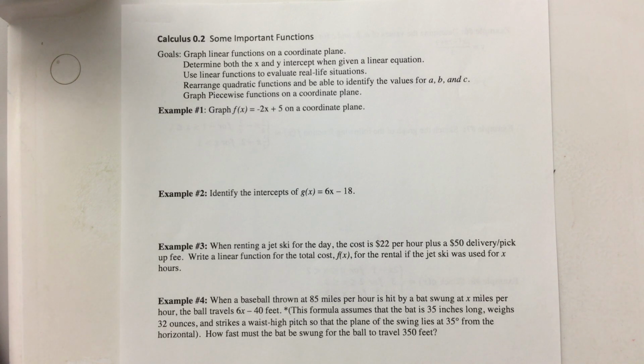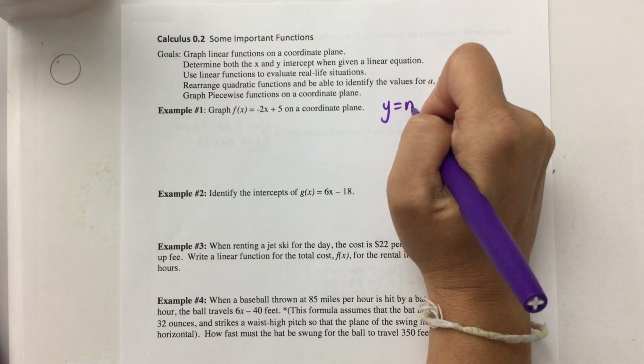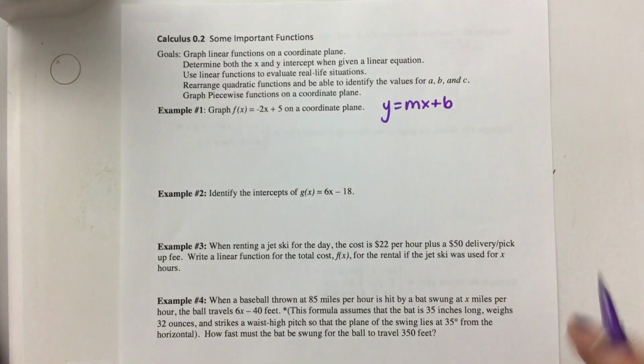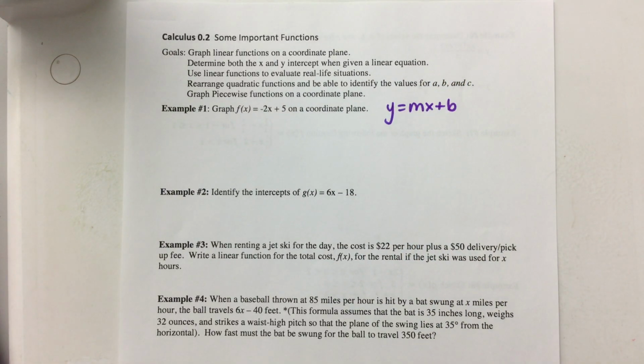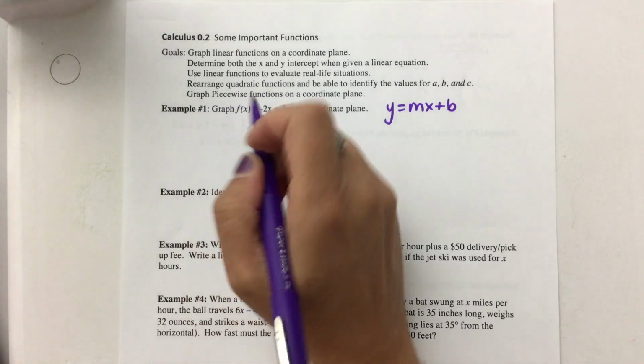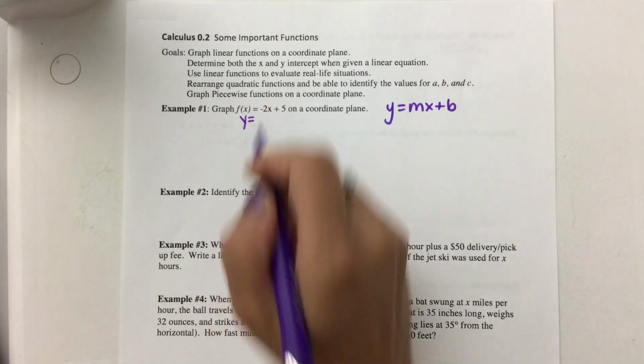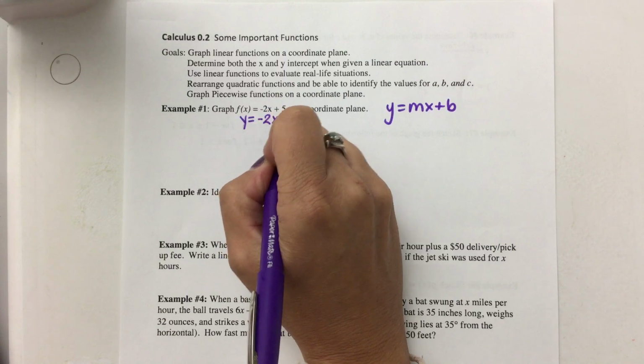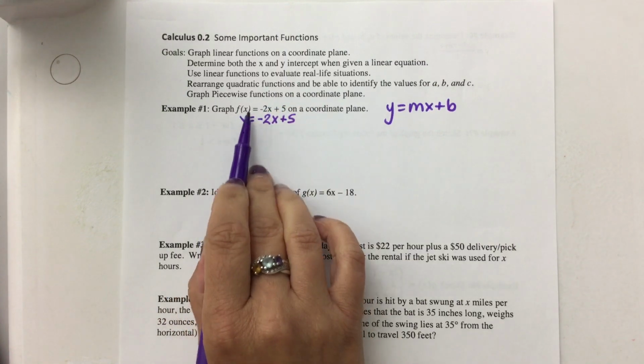Today we are looking at Chapter 0, Section 2, and really focusing on some important functions. Okay, so example 1, they really want to make sure that you are comfortable graphing linear equations. So remember, y equals mx plus b. That is the slope-intercept form of a linear equation. And that's what we're looking at here. They just have this in function notation. F of x can be interchanged with y equals. So these two things actually mean the same thing.